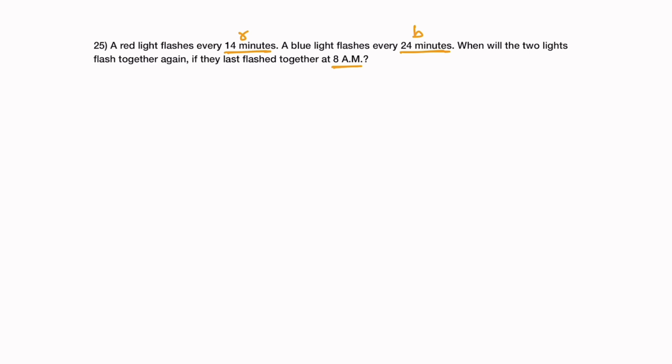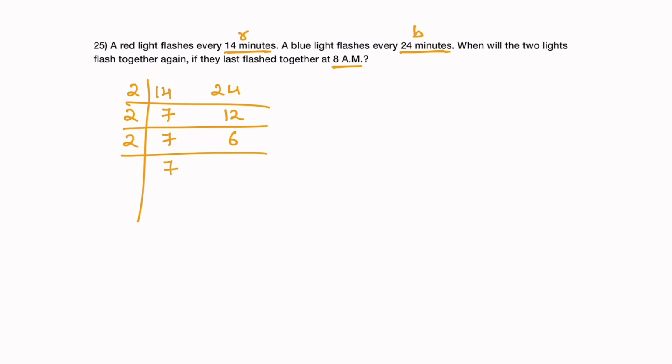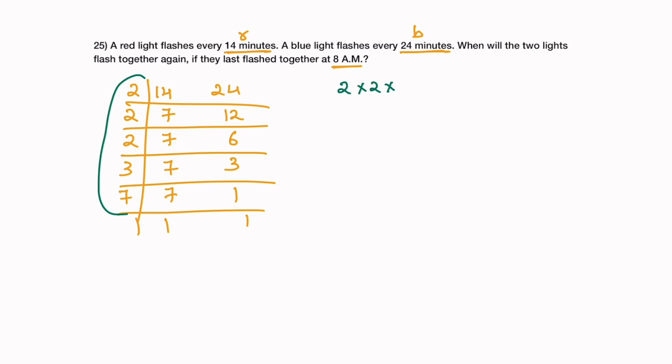So let's find the LCM of these two numbers, 14 and 24. So we say 2, 14 divided by 2 is 7, 24 divided by 2 is 12, again by 2, 7 as it is, 12 divided by 2 is 6, again with 2, 7 as it is, that's 3, we go with 3, 7, 1 there, and finally we have 7 here. So this is what we need to multiply. So that's 2 times 2 times 2, 1, 2, 3, right? Times 3 times 7.